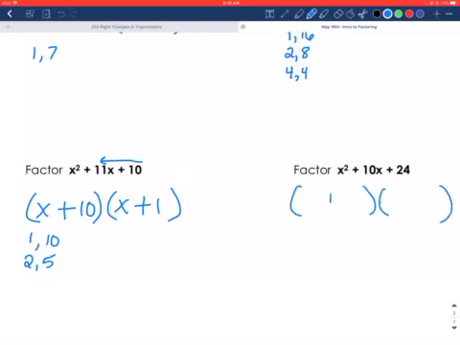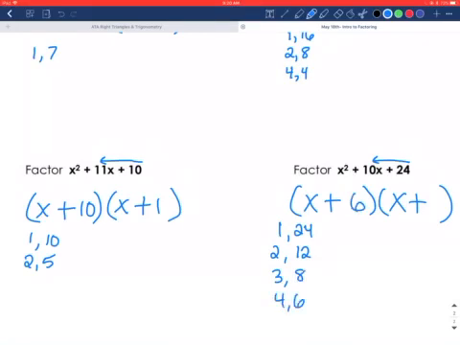And the last one, 2 sets of parentheses. Drop your first sign. Second sign tells you they are the same. Factors of 24 that will add to give you 10. 1 and 24, 2 and 12, 3 and 8, 4 and 6. 4 and 6 are the ones that add to give you 10. So it is x plus 6 and x plus 4. In the future, we'll do a little bit different where you don't have plus plus every single time. We'll kind of mix them up a little bit.